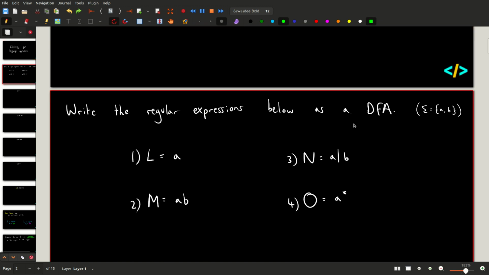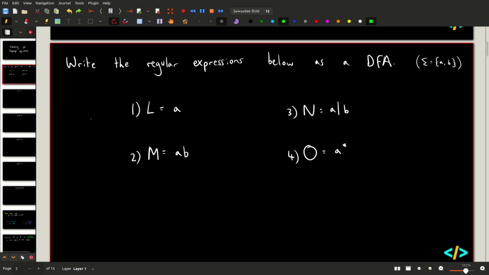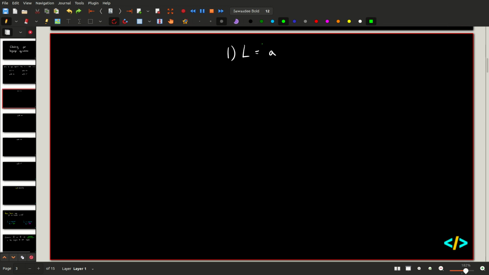If there are any questions throughout, let me know in the chat, but we're going to begin with this. The regular expressions below, let's try and write them as a DFA. Does anyone want to come up on stage to talk me through this first one? L equals A. How can you write this as a DFA? No worries, I'll talk us through this first one.